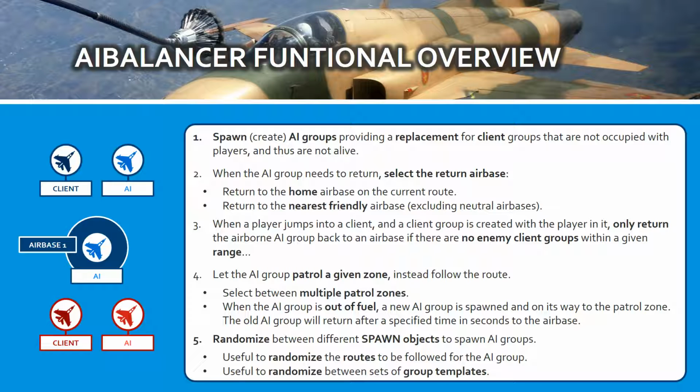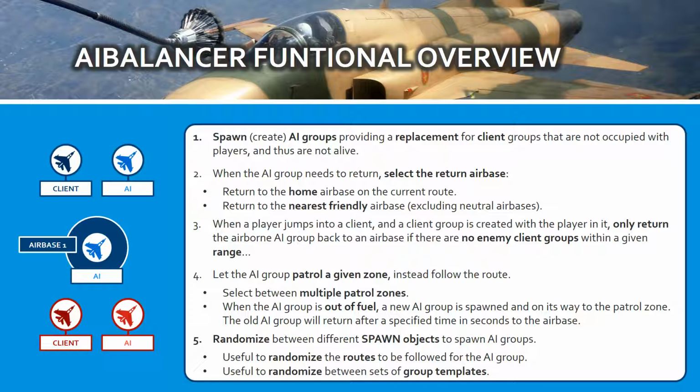The fifth function is that you can let the AI Balancer randomize between different spawn objects, meaning that you can randomize the routes to be followed by the AI groups, and you can also randomize the sets of group templates.